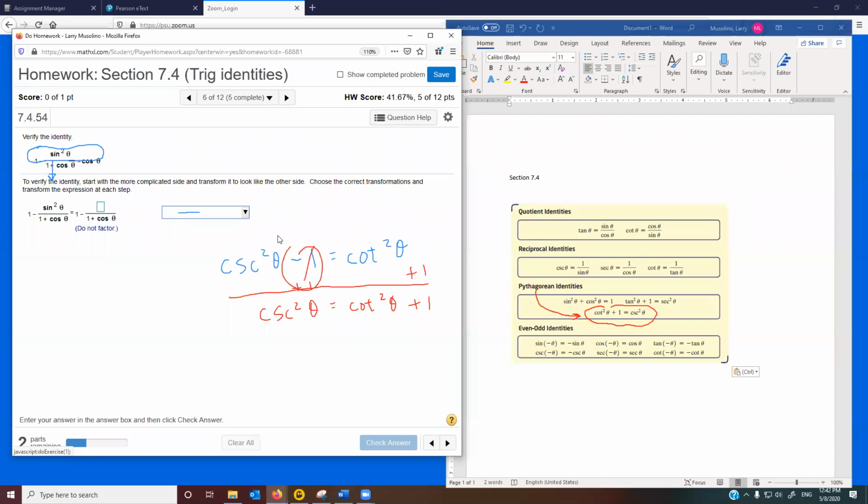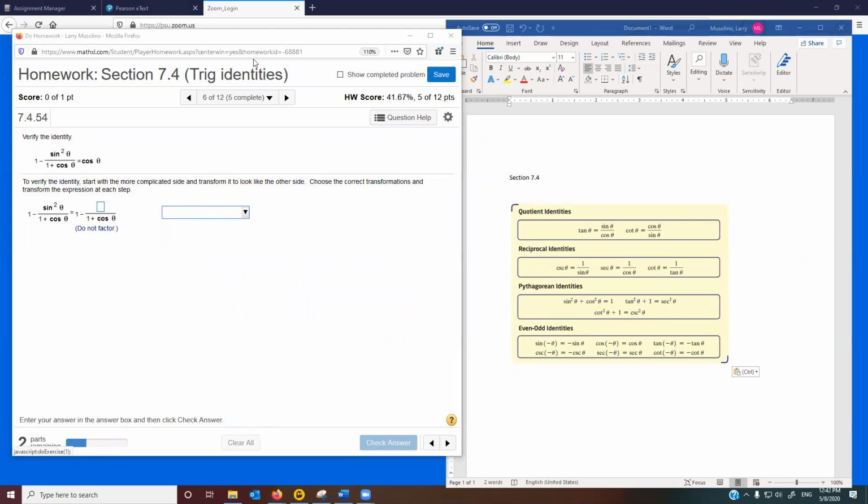All right, folks, let me do maybe one more example. This example is going to be a little similar in the sense that it's going to walk me through steps to verify this identity. Verify the identity means I'd like to be able to show that the left side is equal to the right side. All right, here's what it says. To verify the identity, start with the more complicated side and transform it to look like the other side.